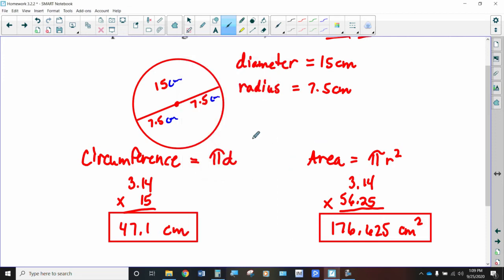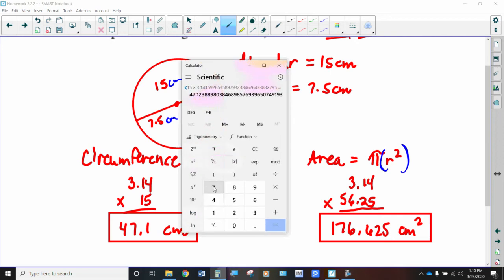And now for the area. This gets a little trickier, and I would recommend that you always use calculators here, because squaring decimal numbers isn't a lot of fun. So 56.25 is radius squared. Let's check that out. 7.5. You can either hit a button there that says to square it if you have that on your scientific calculator, or you can just do 7.5 times 7.5. Because when you square a number, you multiply it times itself. So there's your 56.25.